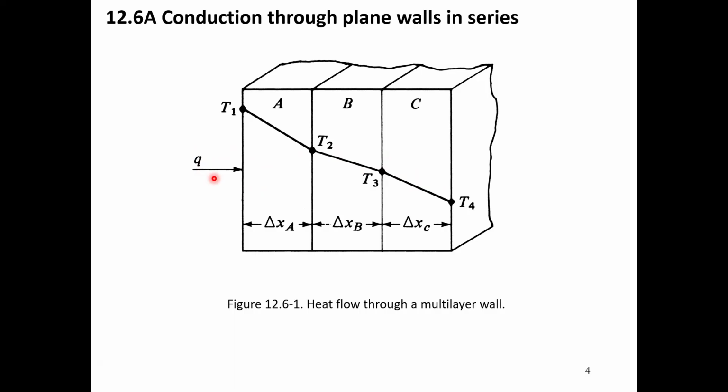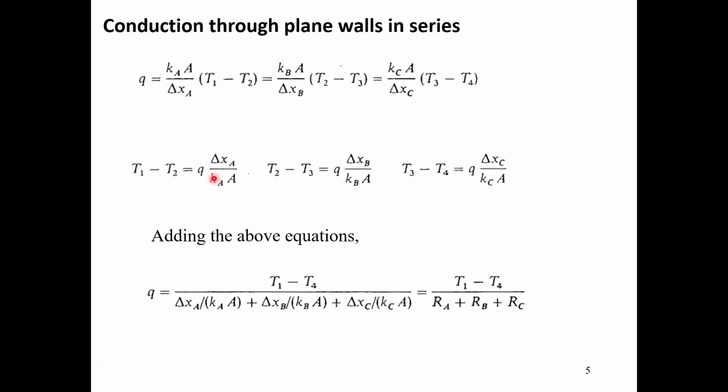Let's see how this rate of heat transfer form would look. We would start with what we derived for a single wall case. Q is equal to, for material A, this is the form. If you go back to your single wall scenario, this is the form for material A. If you call this QA, it would be equal to QB, which again will be equal to QC.